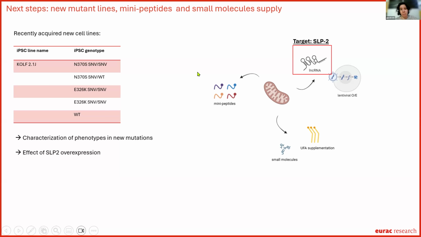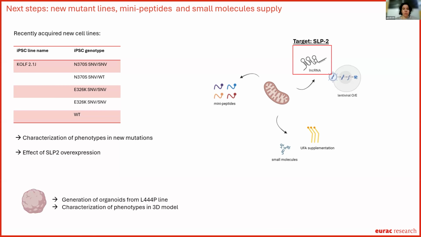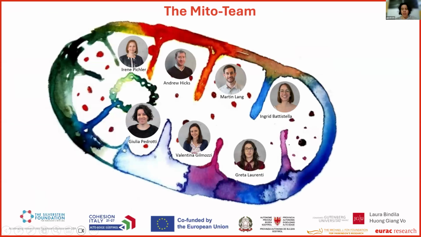First of all, the mini peptides approach, where we plan to use mini peptides derived from Parkin to stabilize the interaction of SLP2 in the mitochondrial membrane, and hopefully also in this case rescue mitochondrial dysfunction. As a last thing, we will also start briefly to generate organoids from this L44P line, which we have already characterized in 2D, to verify these mitochondrial phenotypes, but also more phenotypes that we can get with more differentiation in a 3D model. And with this, I thank my team back in Bolzano, and I thank you for your attention.